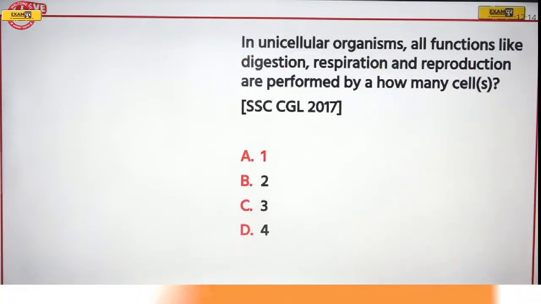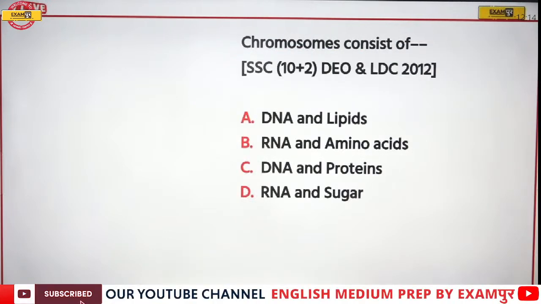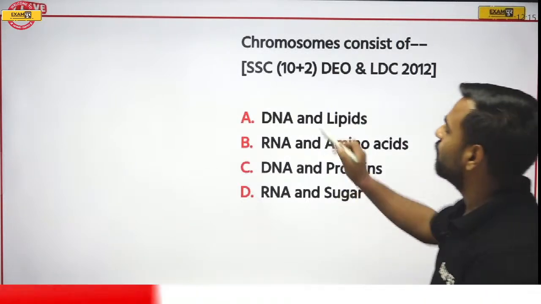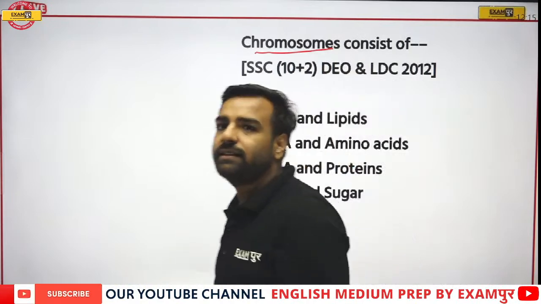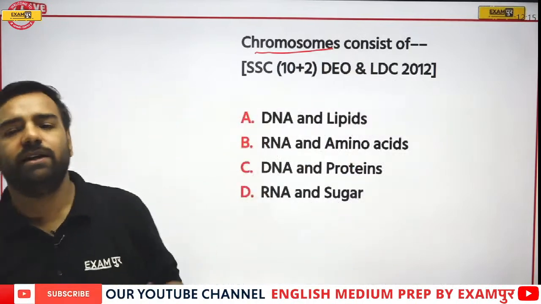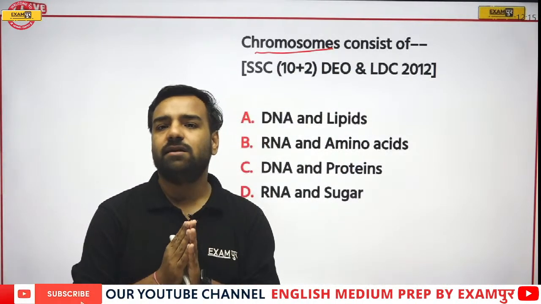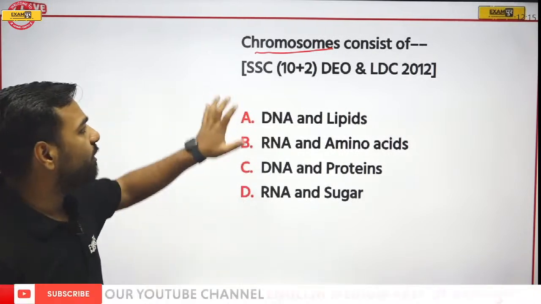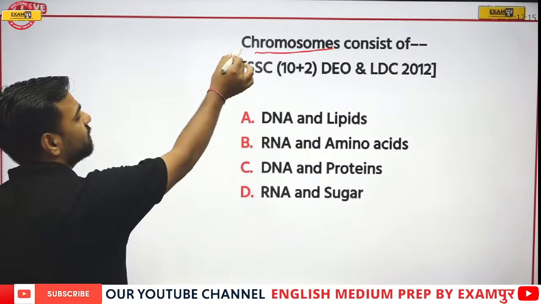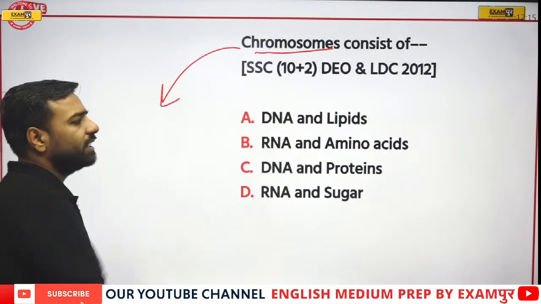Awesome. Next, chromosomes consist of what? This question is from 10 plus 2 DU LDC 2012. Chromosome is consisting of what? What are chromosomes? These are thread-like structures. Yes, Ilma, that's true. Uni means one. Now, I'm talking about these chromosomes. These are thread-like structures which are actually present in our body.